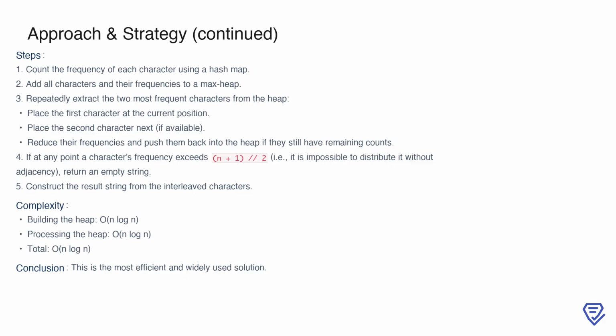Once the heap is initialized, we repeatedly extract the two most frequent characters. The first character is placed in the current position, and if the second character is available, it is placed immediately after. After each placement, we reduce the frequencies of these characters and push them back into the heap if they still have remaining counts. A critical condition to check during this process is whether any character's frequency exceeds (n+1)//2. If it does, it becomes impossible to distribute this character without violating the adjacency rule, and we return an empty string. Finally, the result string is constructed by interleaving the characters as described.